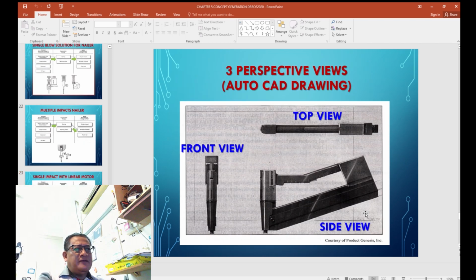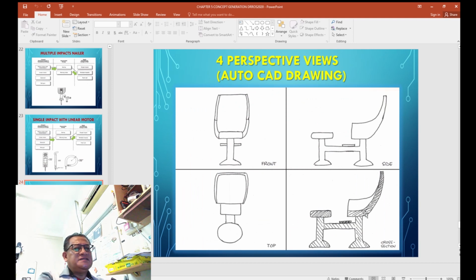So after you have consolidated your concept, then you design the outlook of the product in the form of perhaps an AutoCAD design, and here is the side view of the roofing nailer, the top view and the front view. And this is also another view of a product like a chair with a bench with its front. This is how you look from the front, this from the side, and this from the top, and this is if you take a look from the cross section.